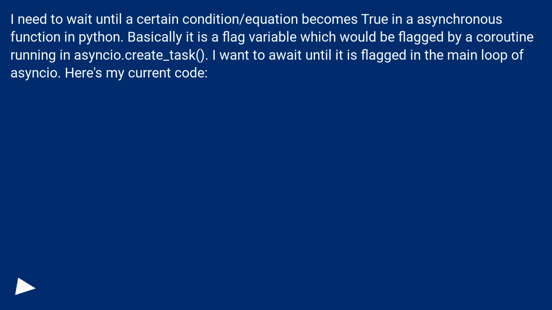Basically it is a flag variable which would be flagged by a coroutine running in asyncio.create_task. I want to await until it is flagged in the main loop of asyncio. Here's my current code.